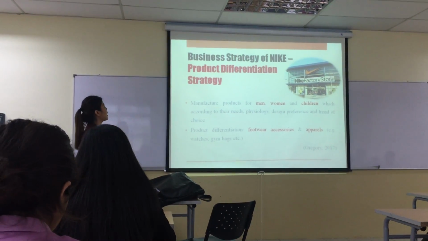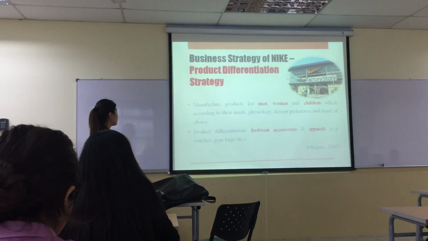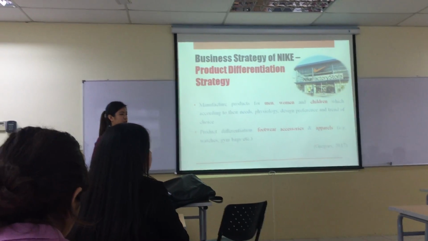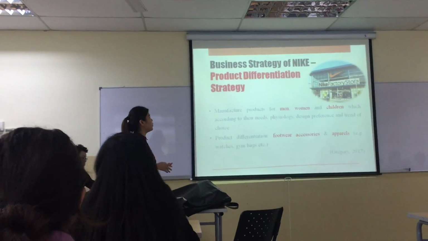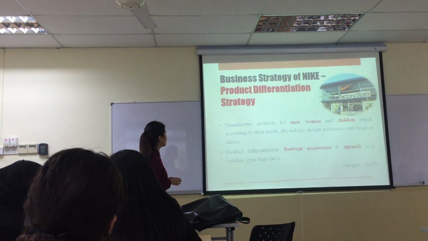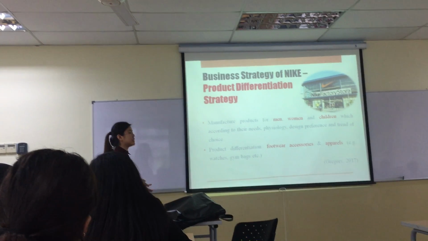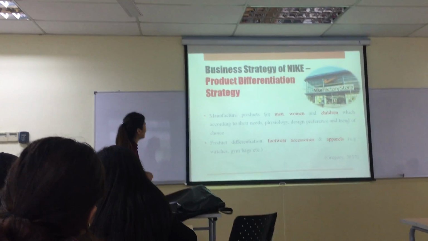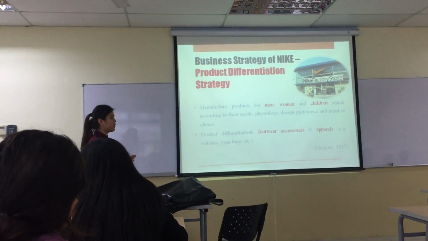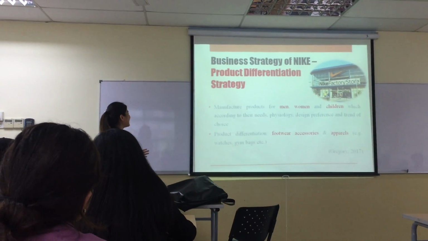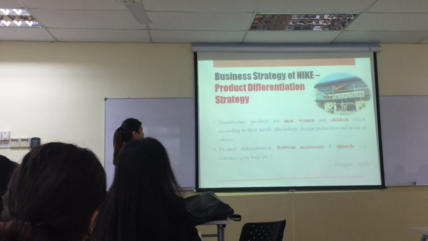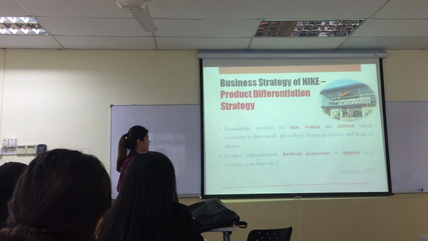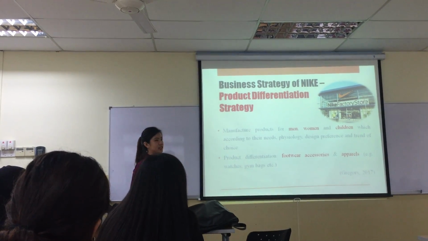Nike differentiates its products in a variety of ways. Firstly, Nike manufactures sport goods for three different segments of people, who are men, women, and children, on the basis of their needs, psychology, design preferences, and trends of choices. Secondly, Nike also differentiates its products by offering a variety of footwear, accessories, and apparel, such as a Nike watch.